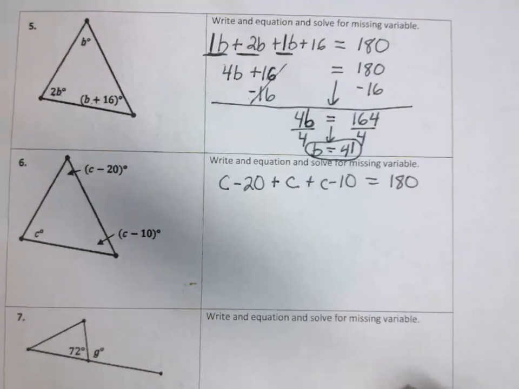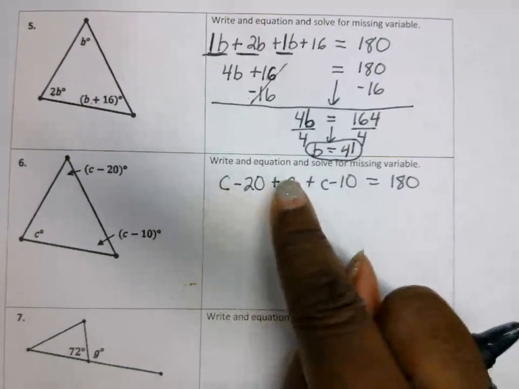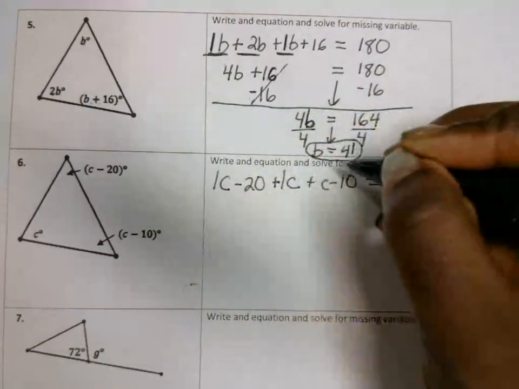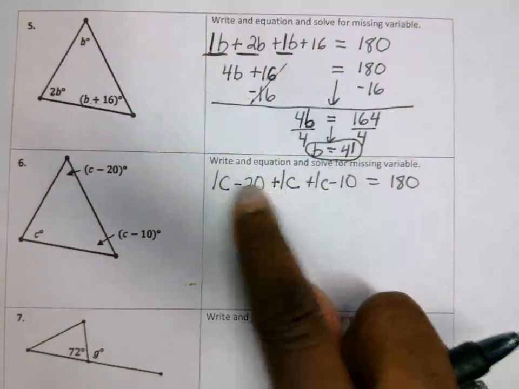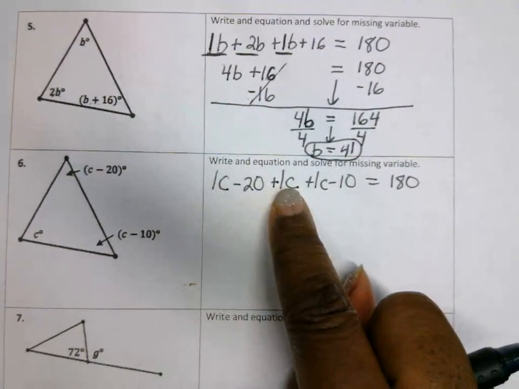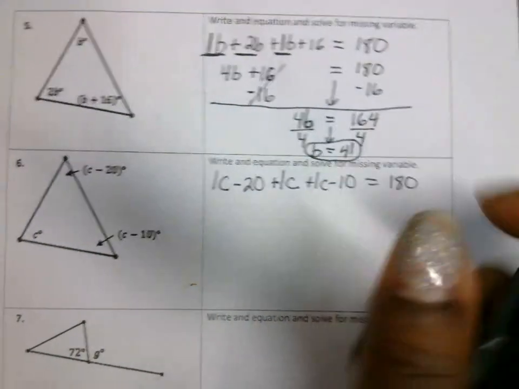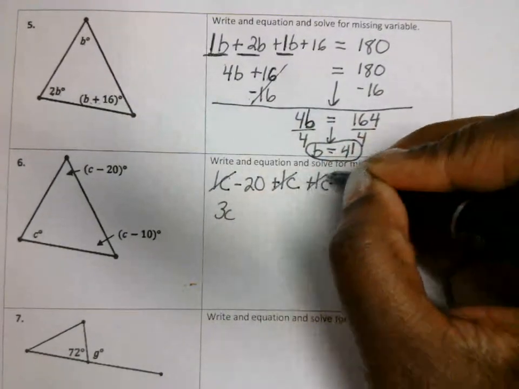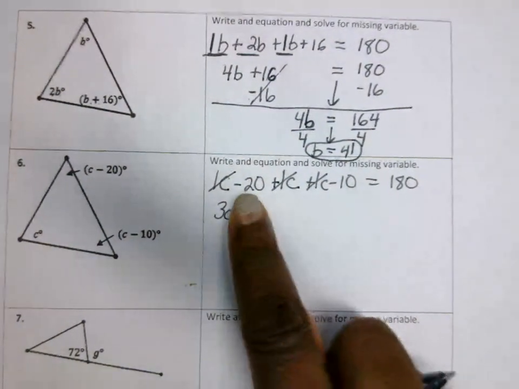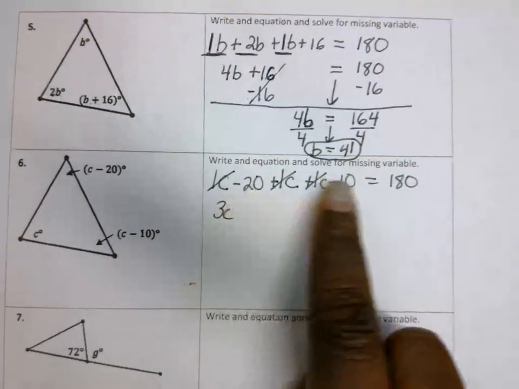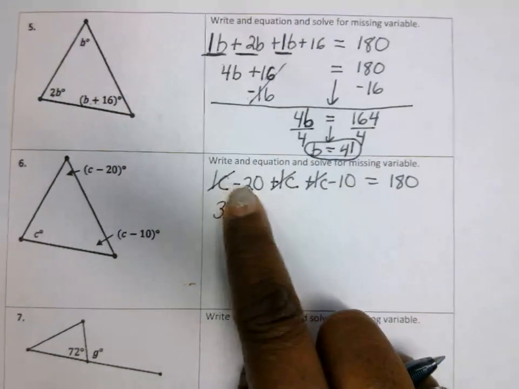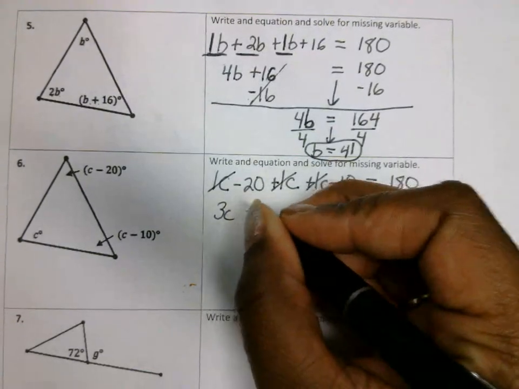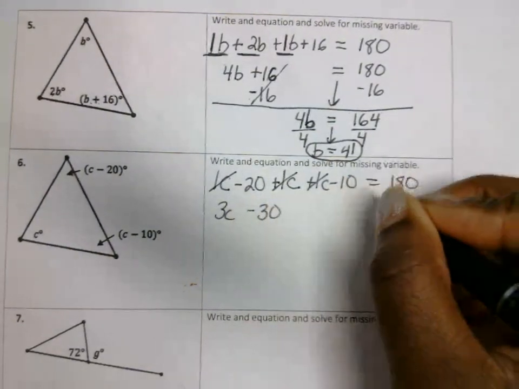Now we're combining like terms. What number do we put in front of the C's? 1. This is 1C plus 1C plus 1C because it's plus signs in front of it. What's 1C plus 1C plus 1C? 3C. I combine these. What's left to combine? Negative 20 plus negative 10. What's negative 20 plus negative 10? Negative 30 equals 180.